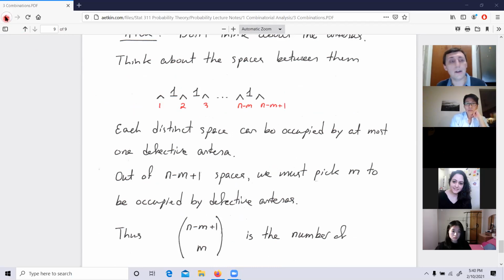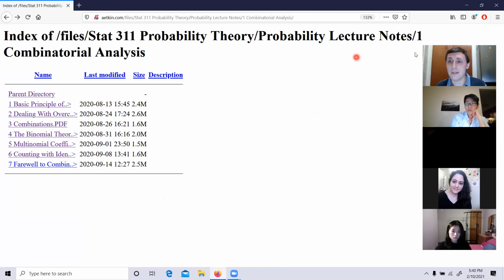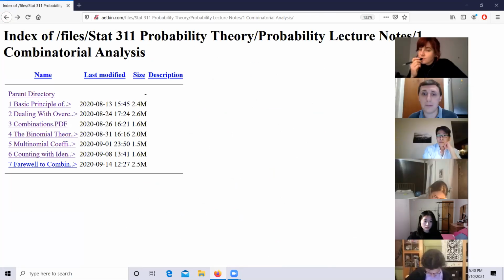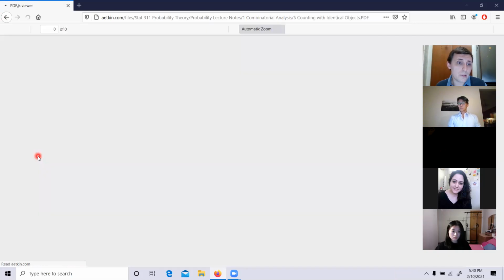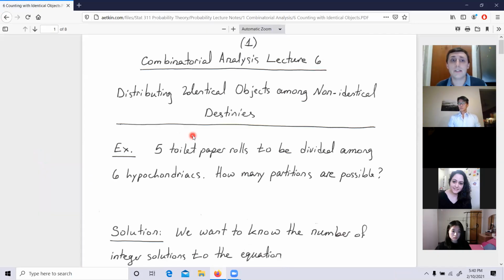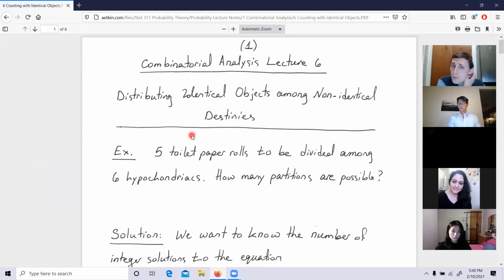All right, so let's now move on. It actually relates to a problem that has become very close to my heart ever since the in-class semester, where semesters were abruptly terminated in the spring of last year. So we consider section 6, distributing identical objects among non-identical destinies.